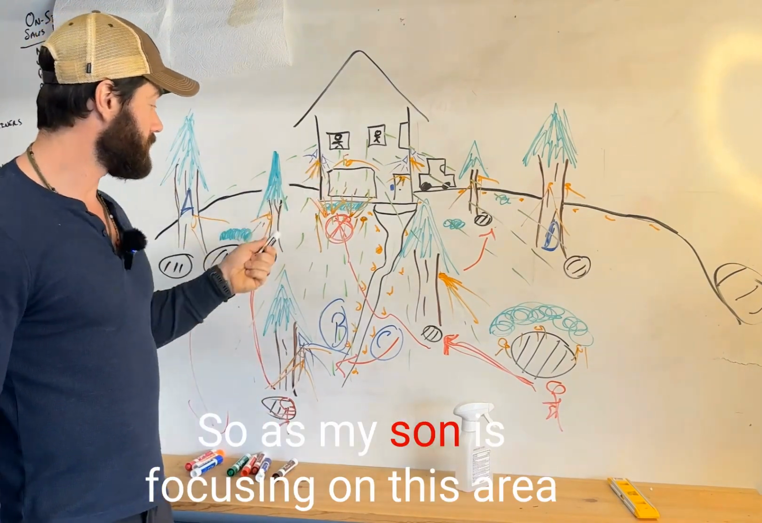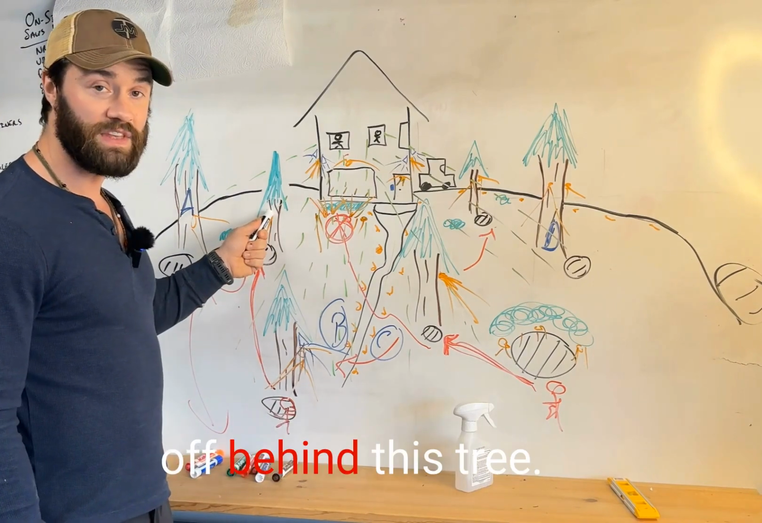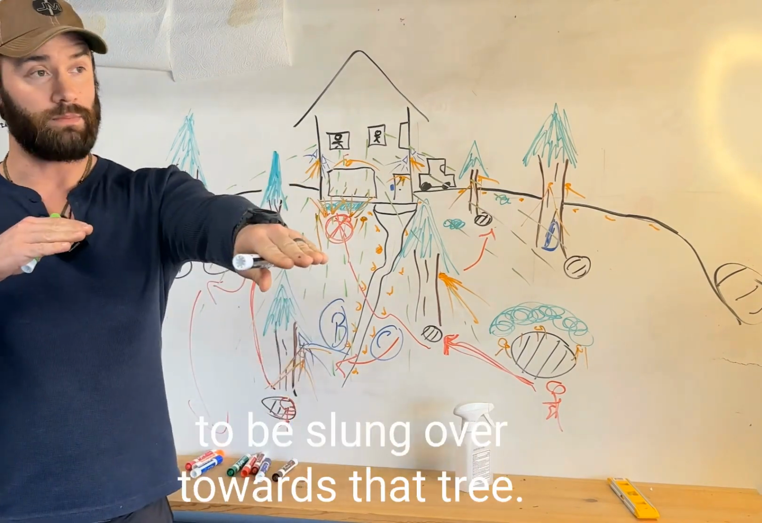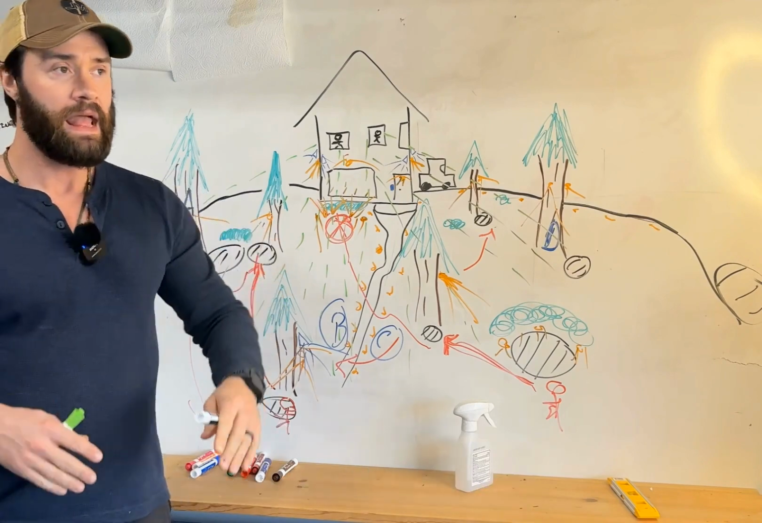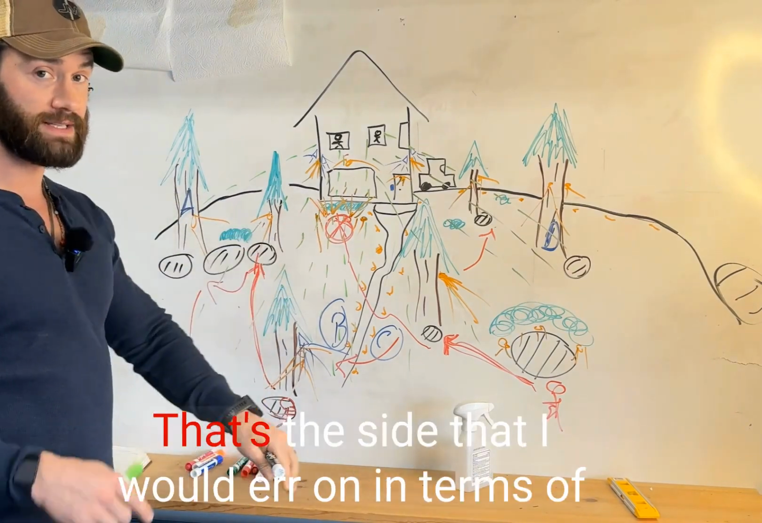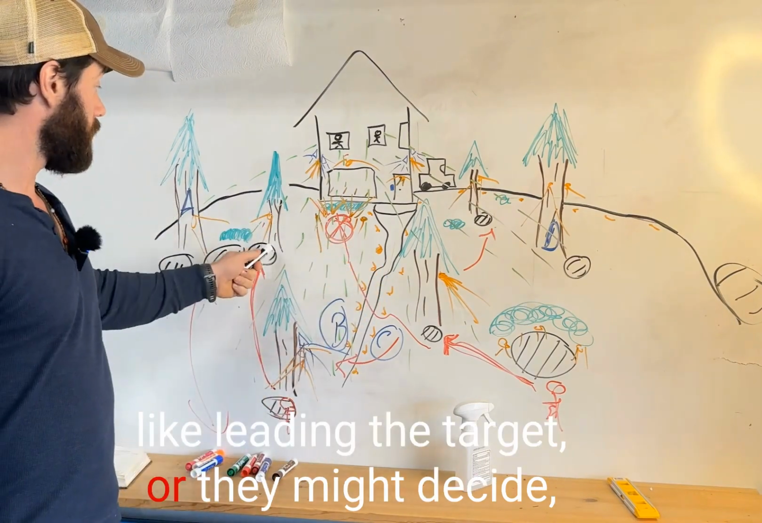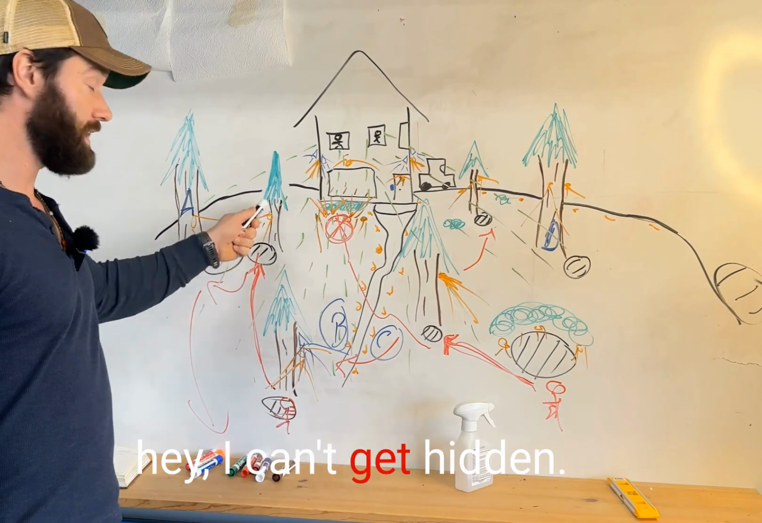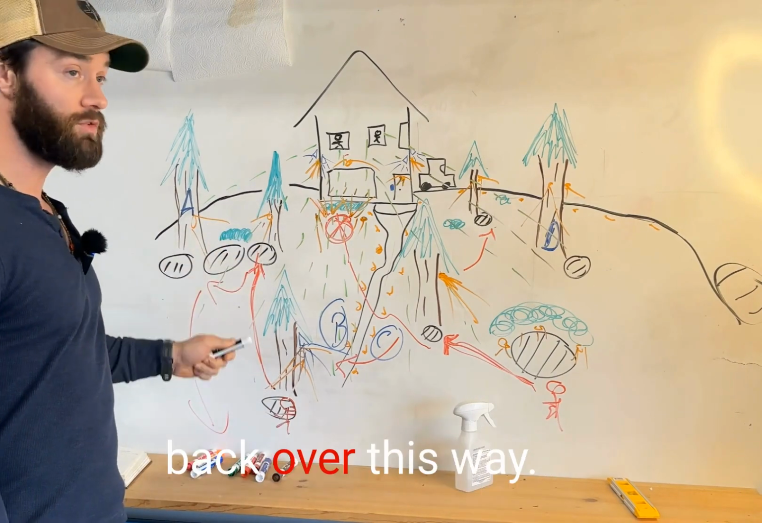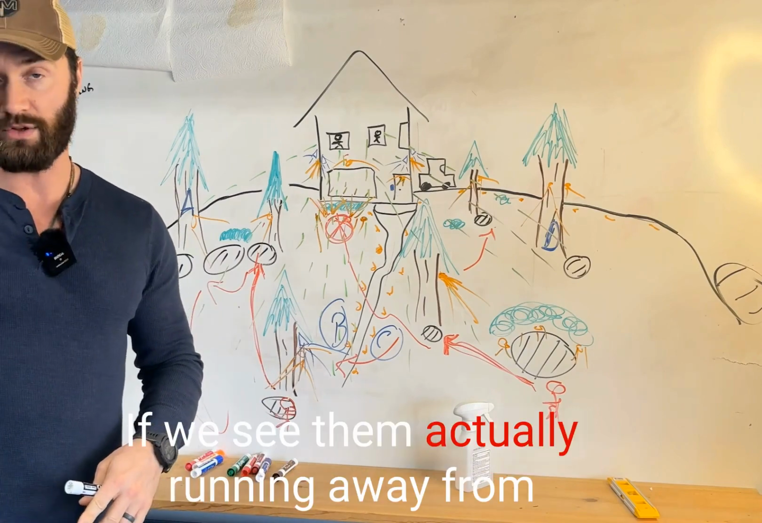So as my son is focusing on this area over here, he sees some lights go off behind this tree. Now his weapon system is going to be slung over towards that tree. And he's going to be able to make a determination like, hey, I think they're going to try to run closer to the house. That's the side that I would err on in terms of leading the target. Or they might decide, hey, I can't get hidden, so I'm just going to go ahead and retreat back over this way. That's okay, because we could easily sling our gun over in that direction if we see them actually running away from the house.